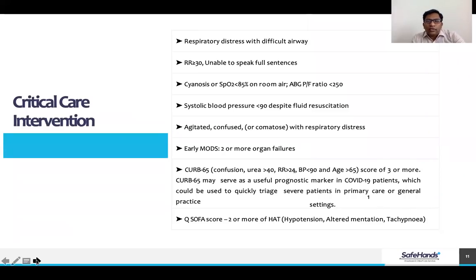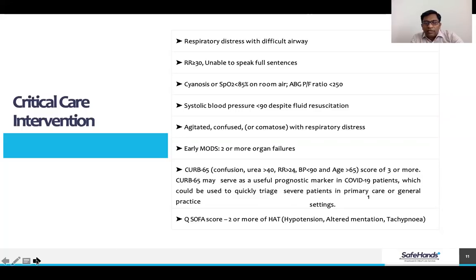Critical care interventions: patients in respiratory distress with difficulty in airway, respiratory rate of more than 30, unable to speak full sentences, patients with cyanosis or saturation SpO2 less than 85% on room air, ABG PF ratio of less than 250, systolic blood pressure of less than 90 despite fluid resuscitation, patients who are agitated, confused, comatose with respiratory distress, and 2 or more organ failure.